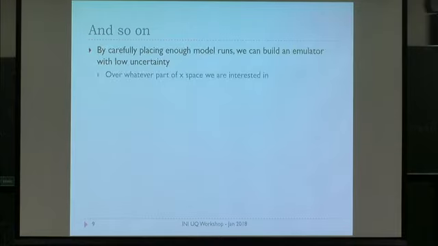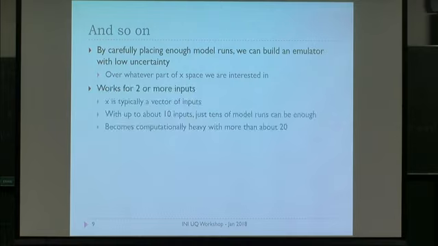By carefully placing enough model runs, we can build an emulator with low uncertainty everywhere we're interested in, in principle. And when I said that the Gaussian process uses the data efficiently, what I mean is we can typically do that with far fewer data points than other surrogates seem to need. It works for 2 or more inputs, as I've just said. In fact, it can have very many, but that's in principle. In practice, it becomes computationally heavy when we get too many dimensions.